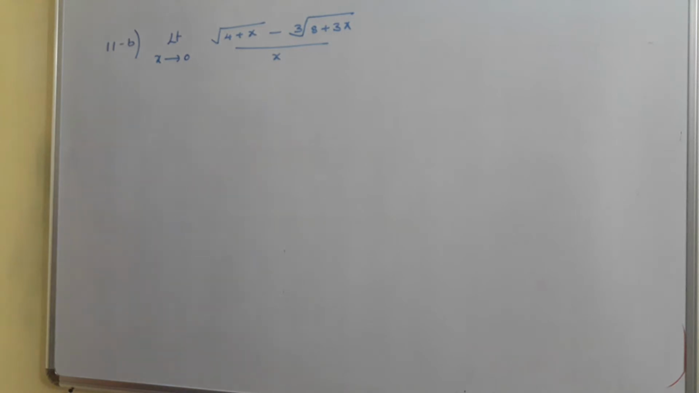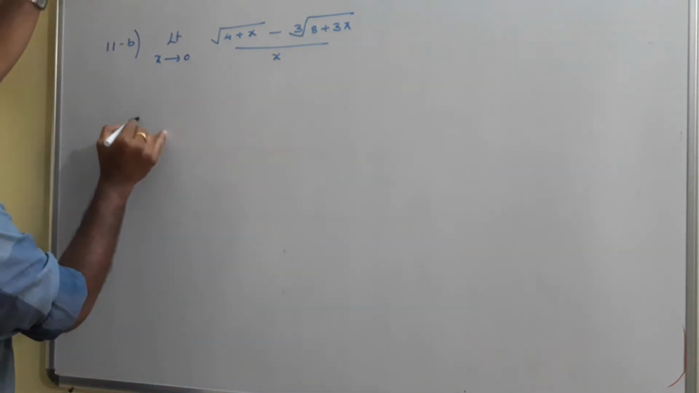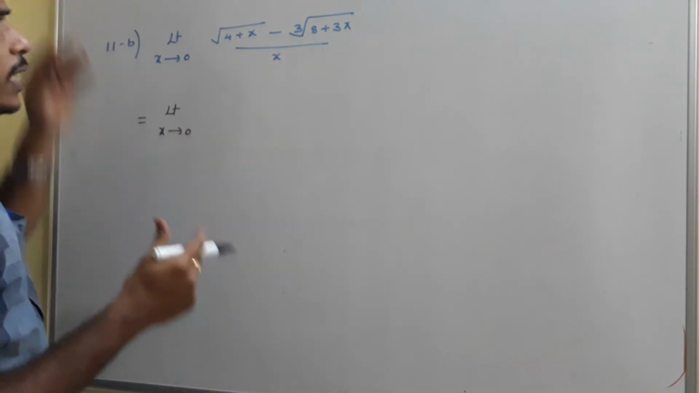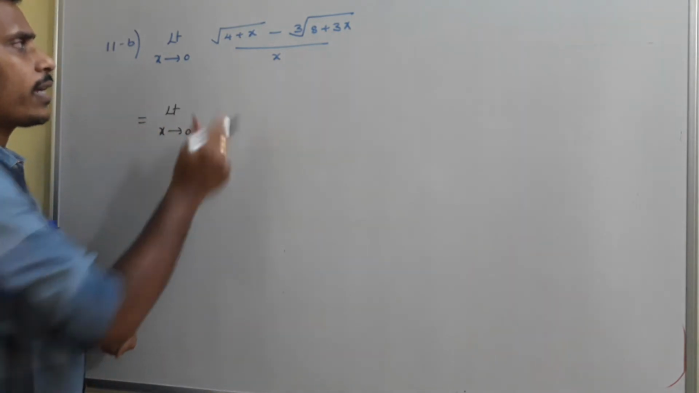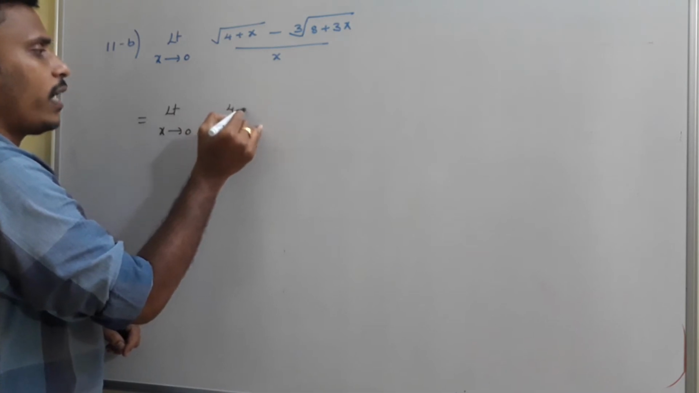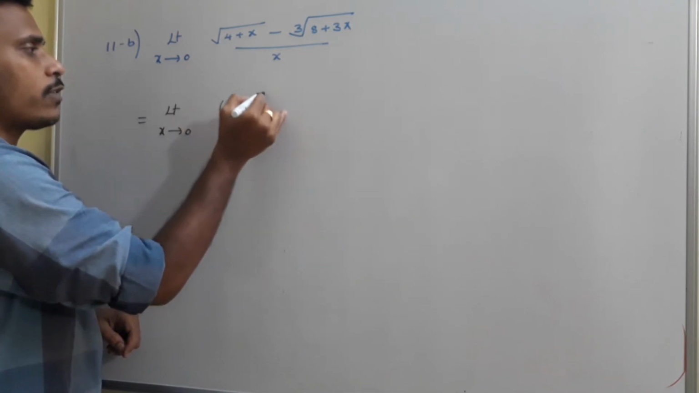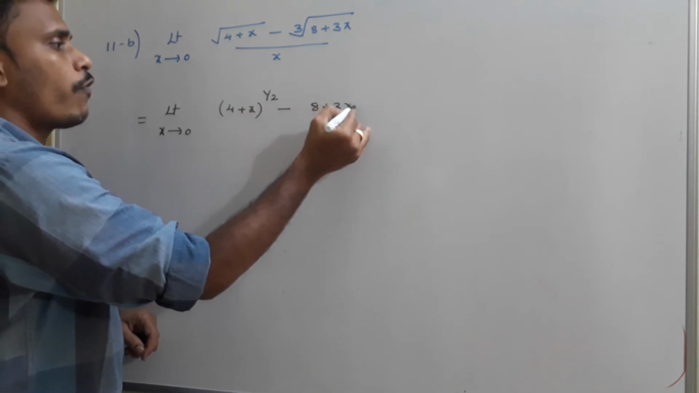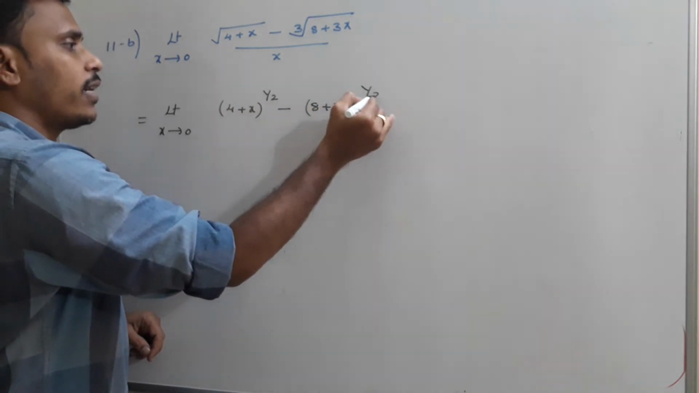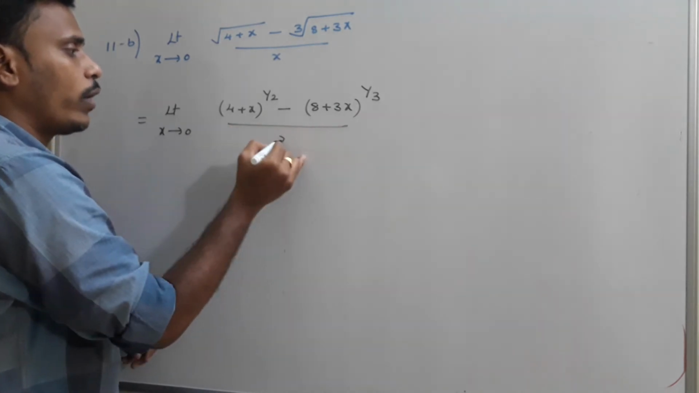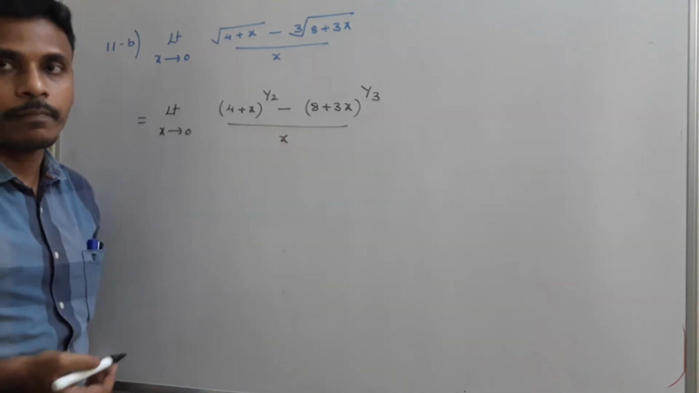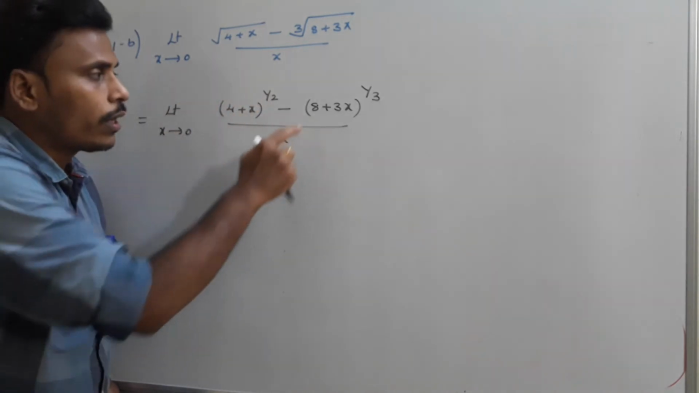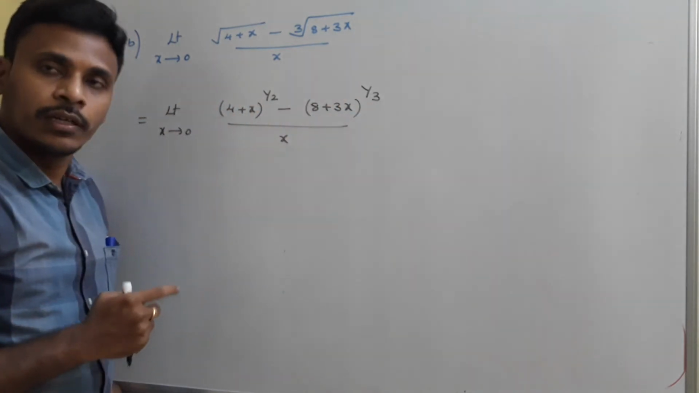So just look at the board. Limit x tends to 0. As we discussed in 11a, in the same way I will try to do. Limit x tends to 0, just rewrite this root 4 plus x as 4 plus x to the power 1 by 2, minus this cube root of 8 plus 3x as 8 plus 3x to the power 1 by 3, divided by x. Now you just think that this 4 power 1 by 2 is 2, and this 8 power 1 by 3 is 2.